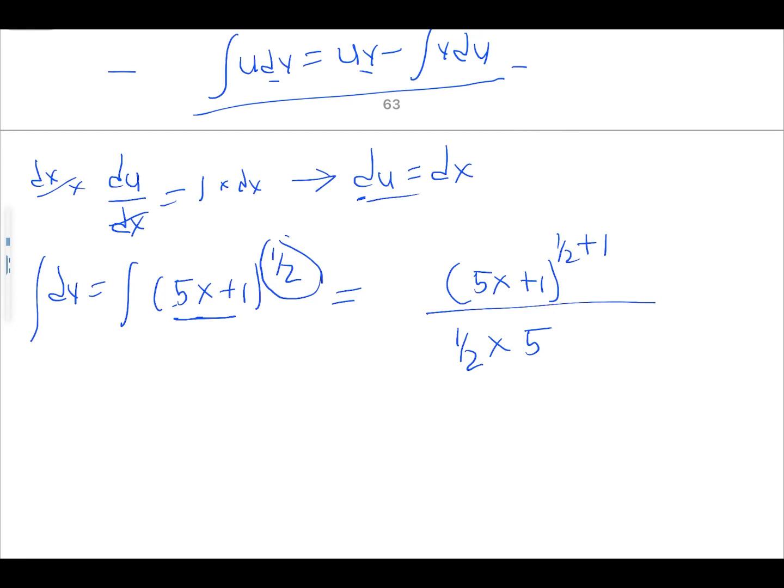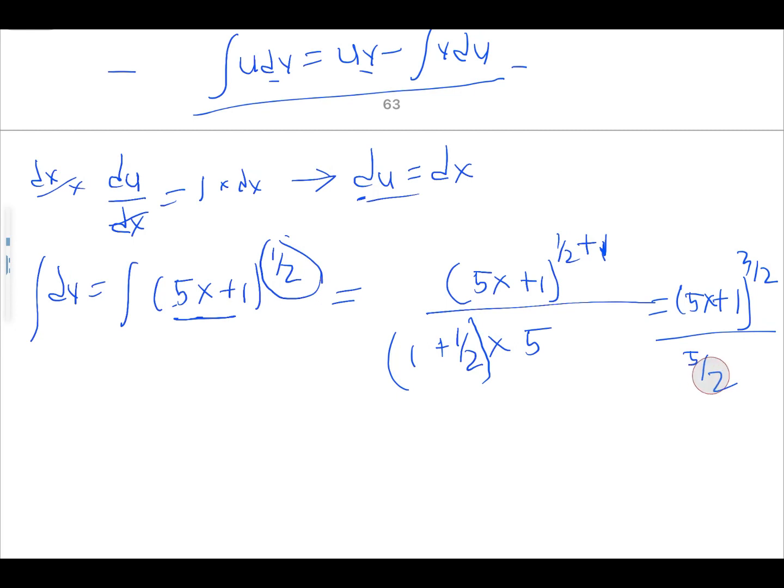So having this, you are going to get equal to 5x plus 1 power 3 over 2, all over 5 on 2. But don't forget that when I brought the power here, I didn't add the 1 here because I added 1 to the exponent. It's not differentiation, so take note of that.